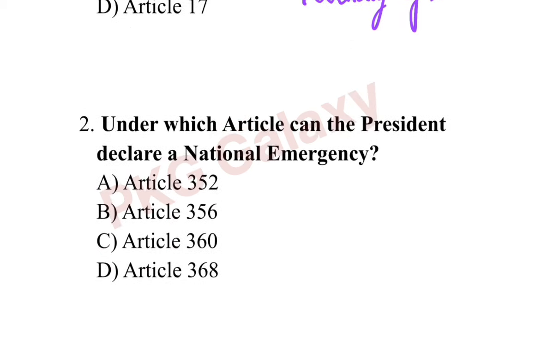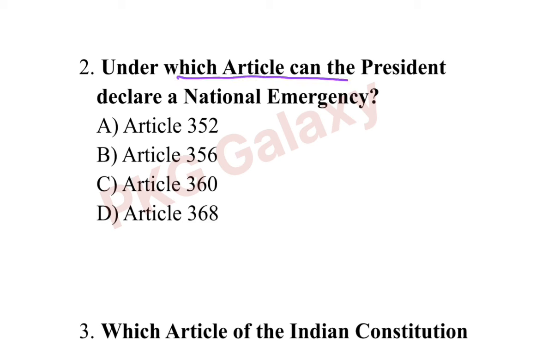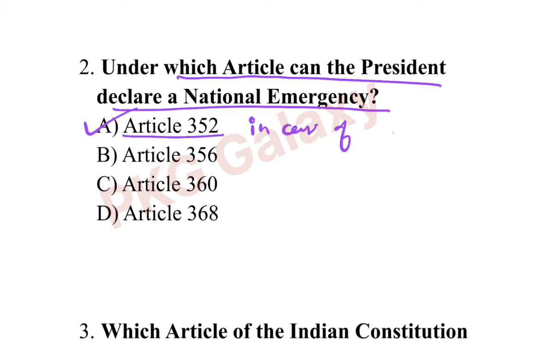Next question. Under which article can President declare a national emergency? The correct answer is option A, Article 352. The Article 352 empowers the President to declare a national emergency in case of war, external aggression, or armed rebellion.